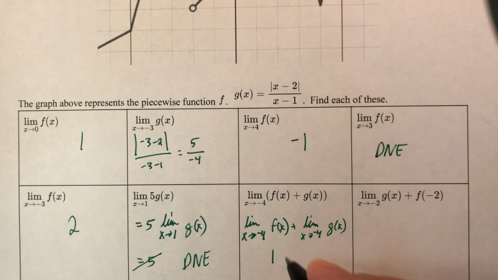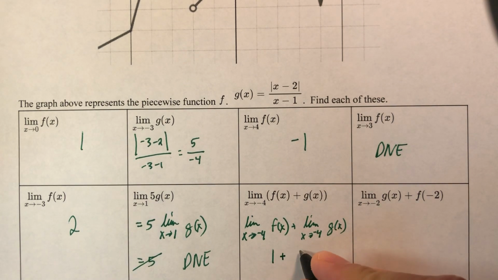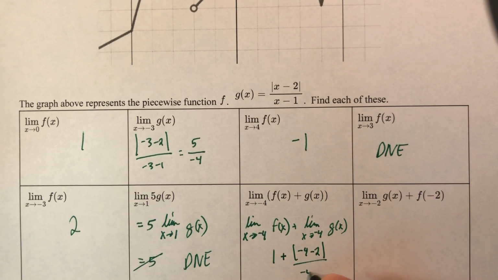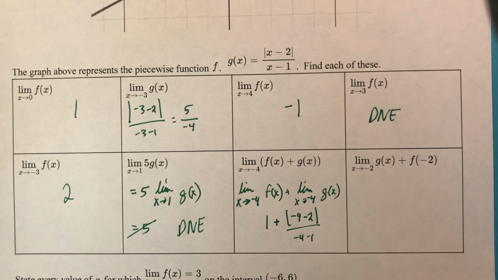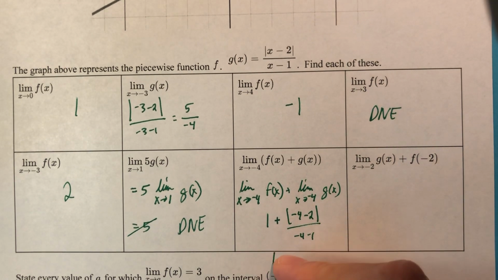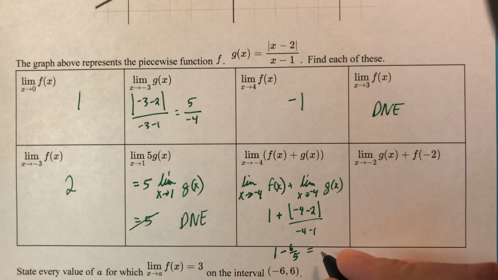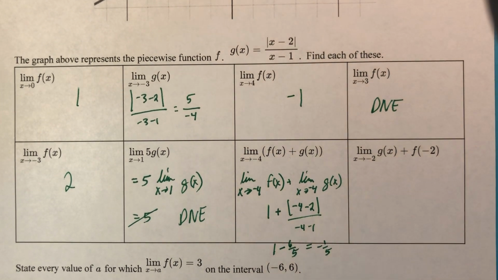Using direct substitution, we'd have -4 minus 2, there's your numerator, and then -4 minus 1, your denominator. So we're going to have 6 over 5, -5. So we're going to have 1 minus 6/5, and that's going to give me -1/5. I ran out of the box. Sorry about that. Okay, notice this next one.